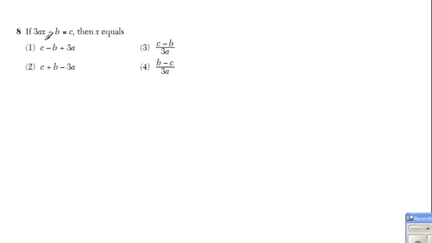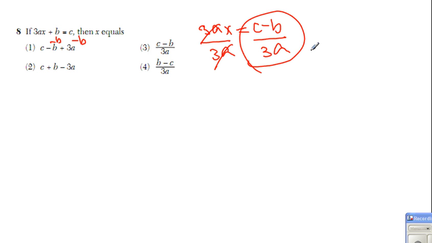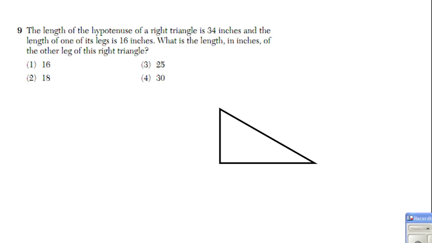Alright, how do you find what x equals? First, we can subtract b from both sides. Now, then we will end up getting 3ax equals c minus b. How do you have x by itself? By dividing it by 3a, both of them. c minus b over 3a, which is choice 3, becomes our answer.